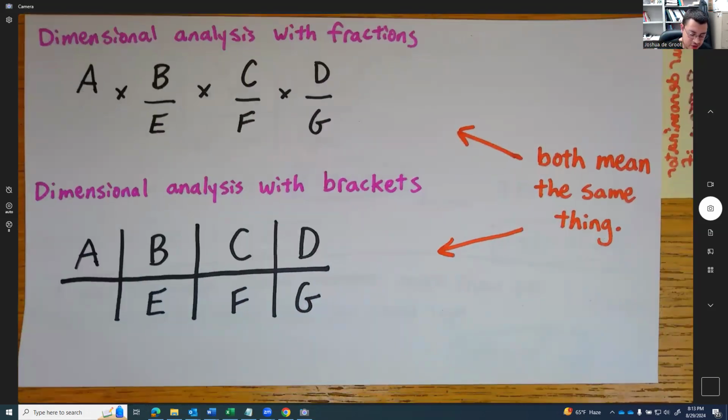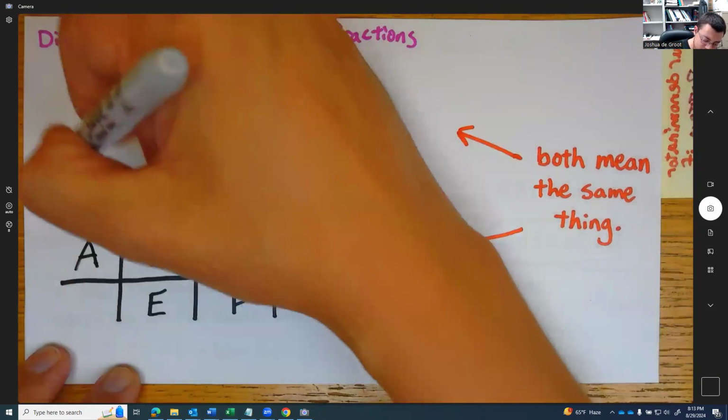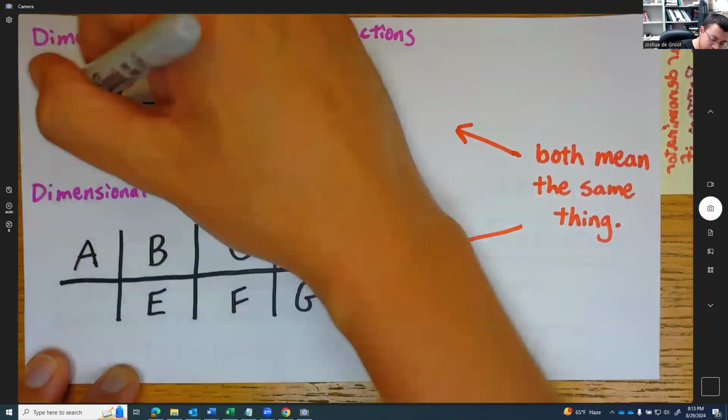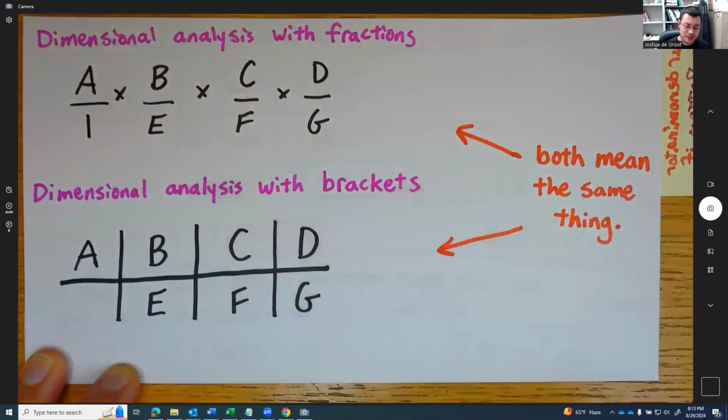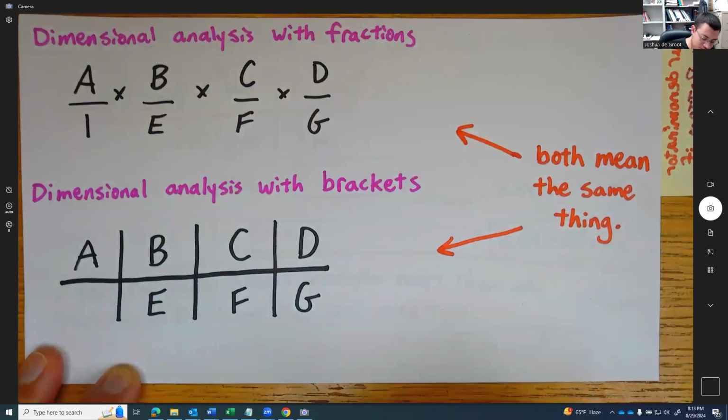If you don't have a fraction, you don't need to write anything there. I sometimes will see people putting a 1 there just so that it feels like something's there. I mean, that's allowed. That doesn't change anything, but it's not required. I wouldn't have to do that either.